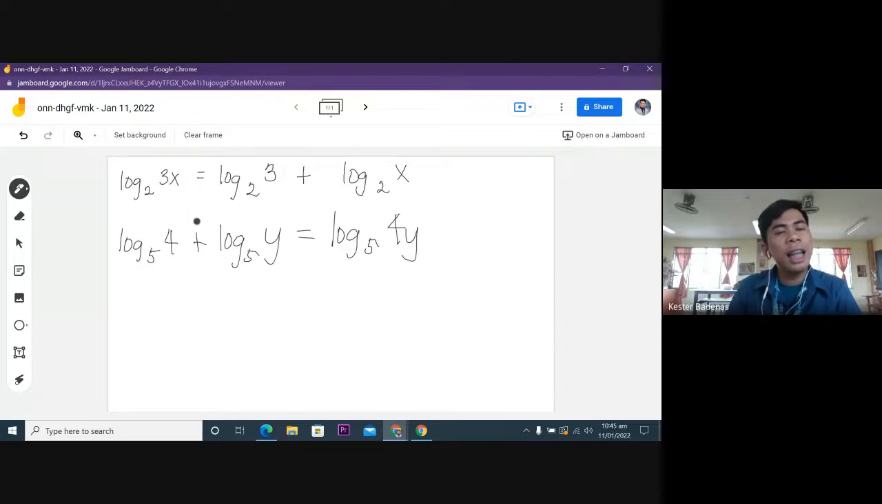Sige, isa-isahin natin. May question kayo, class, dito sa power rule, sa product rule? Nakuha, class?